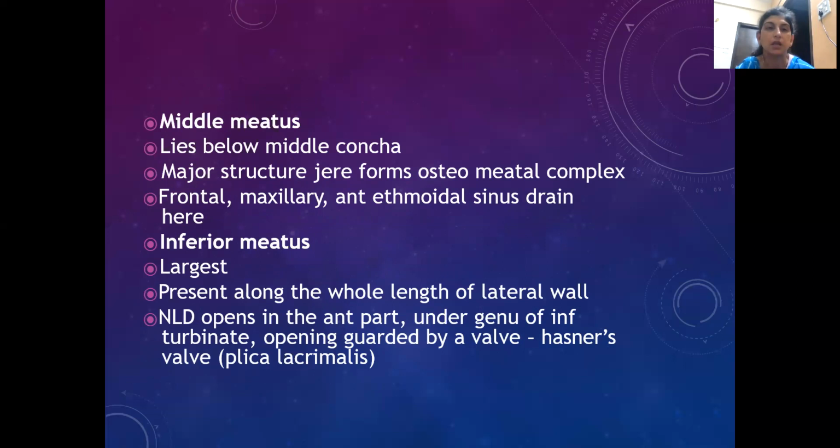Inferior meatus is the largest and it is present along the whole length of the lateral wall. One important structure, that is the nasolacrimal duct, opens in the anterior part under the genu of the inferior turbinate, and the opening of the nasolacrimal duct is guarded by a fold that is called Hasner's valve.